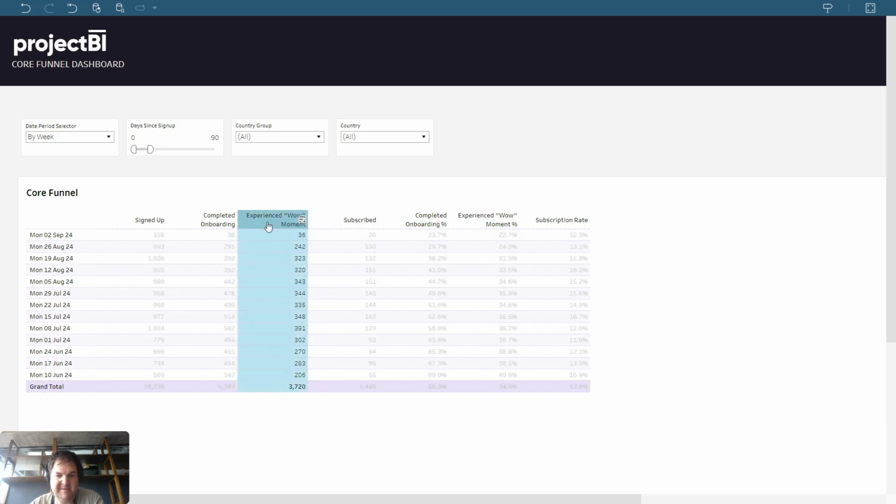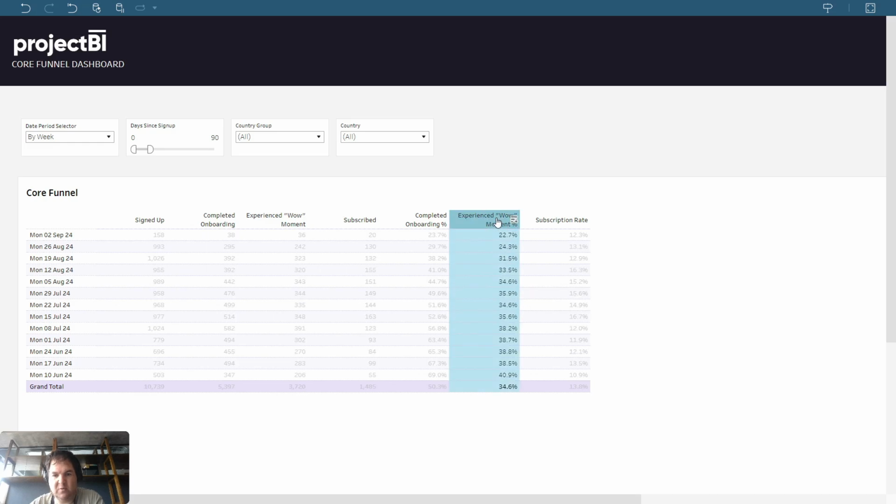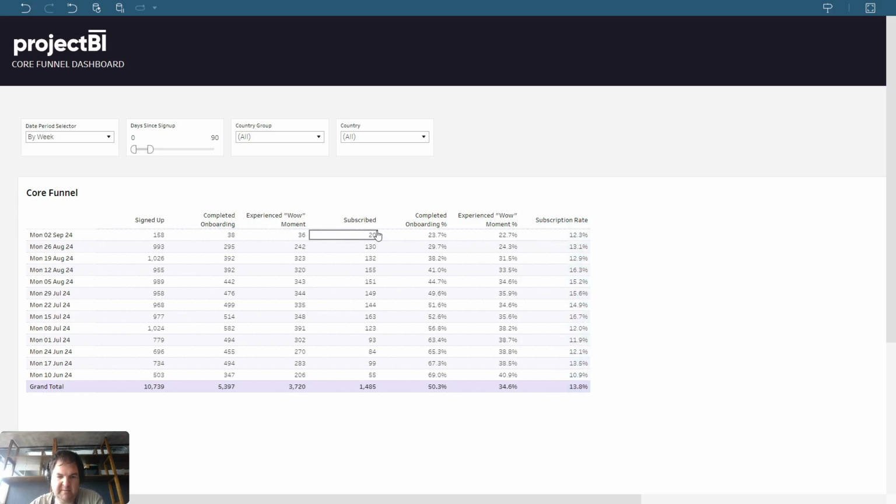And then we can make the assumption at this point that users that experience the wow moment are more likely to subscribe than those that don't, right? That's kind of common sense. Then by improving these numbers, we're going to indirectly improve these numbers. So as product people, product managers working in SaaS, we want to improve the funnel from left to right, and this report helps us do that.